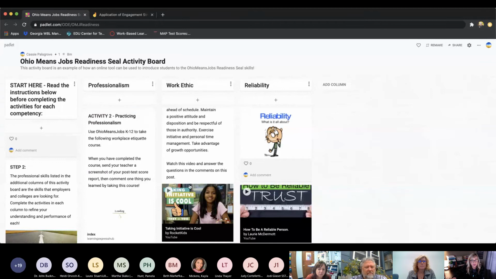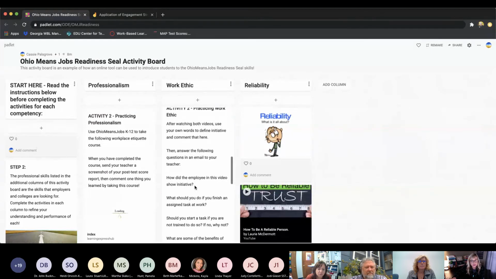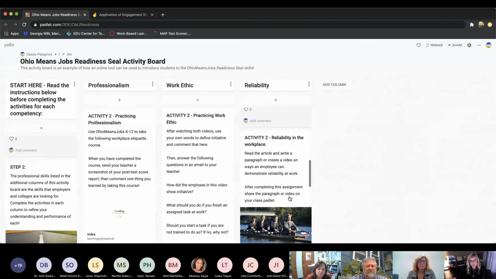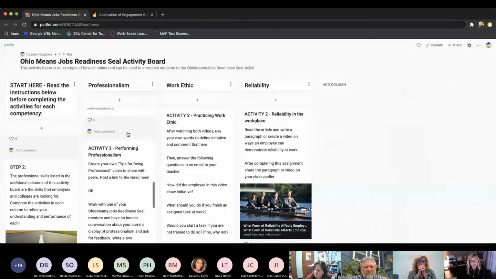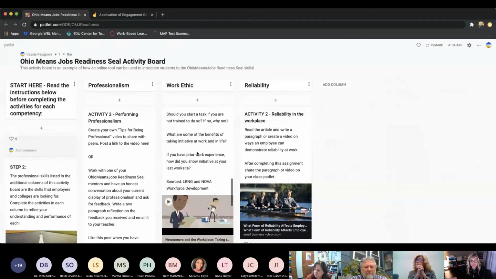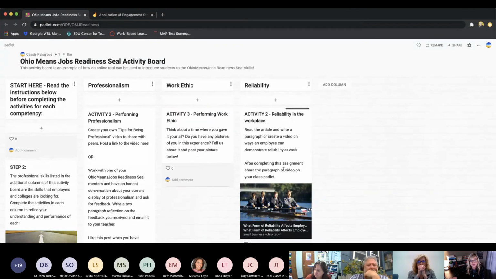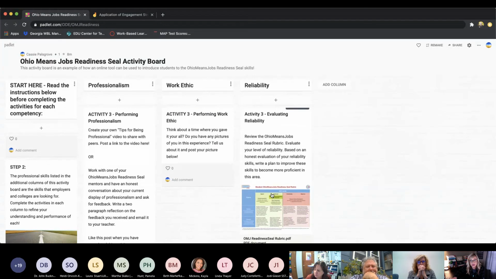And then it's all about practice. So the student would either respond to a prompt, create a project, or this particular one links to an additional online course that is related to that professional skill. So it's defining and then practicing and then finally performing. Each of these has a performing activity where the student would either work with their mentor to gauge how well they are doing at that particular skill, respond to a prompt, or create some type of project.